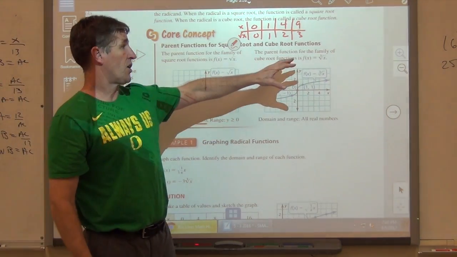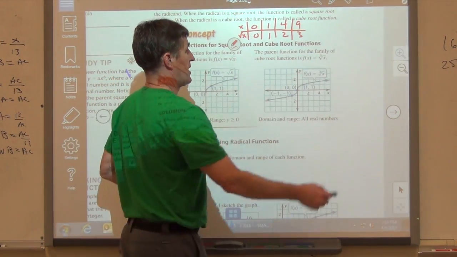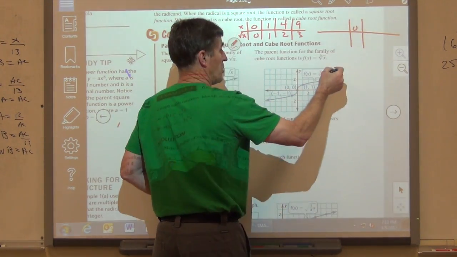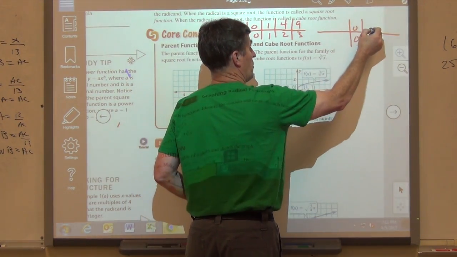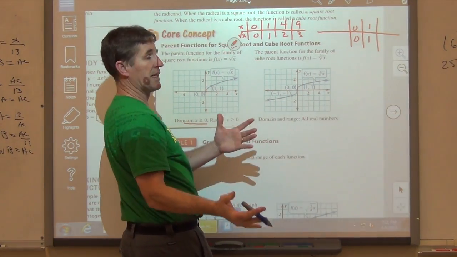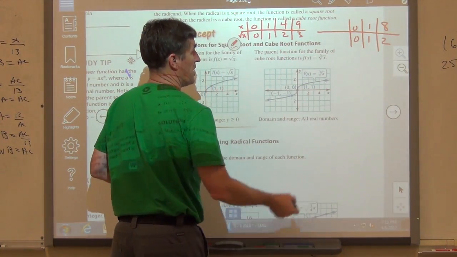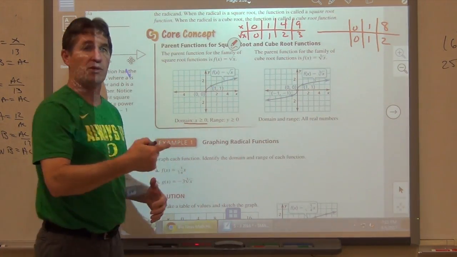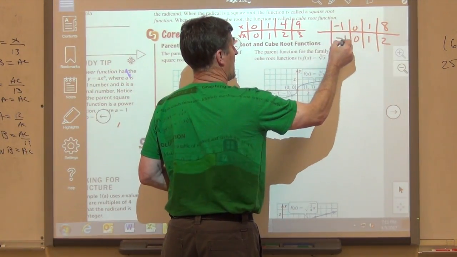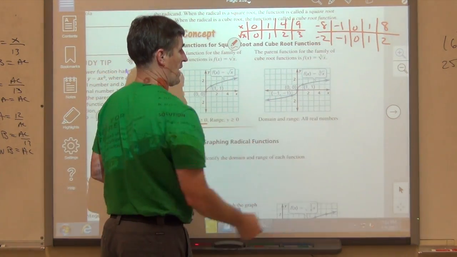When you do a cube root, again, the parent function would be the cube root of x. And if we were to make a chart for that, the cube root of 0 is 0, the cube root of 1 is 1, and you can do 2 and get decimals, or 3, but I'm going to go to 8 because the cube root of 8 is 2. Well, cube roots, remember, we can also do the negative roots. So the cube root of negative 1 would be negative 1, and the cube root of negative 8 would be negative 2. And so it gives us a graph like this.